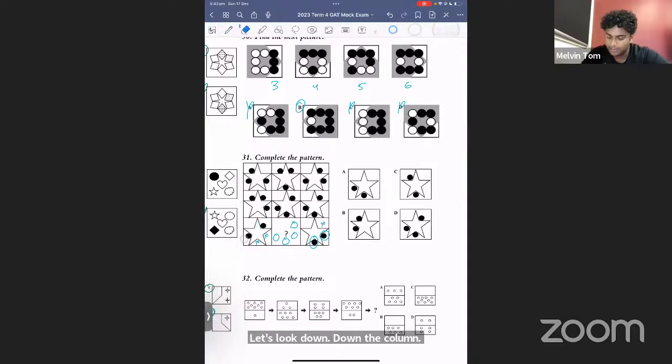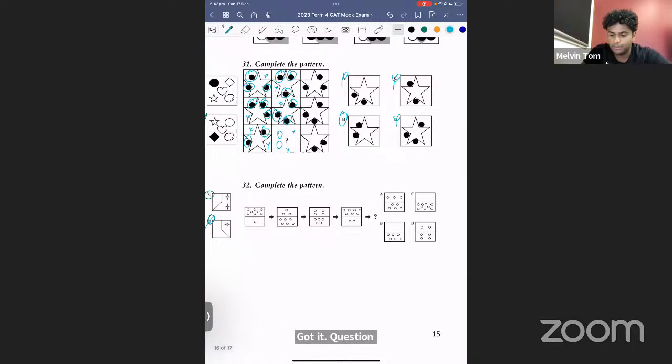So circle here, cancels out. No circle here, stays. Circle here, cancels out. Circle here, no circle here, stays. So in the middle, there's a circle here, no circle here, should be a circle there. Circle here, cancels out. Circle here, cancels out. No circle here, should be a circle there. And the answer that makes sense is B. Got it?